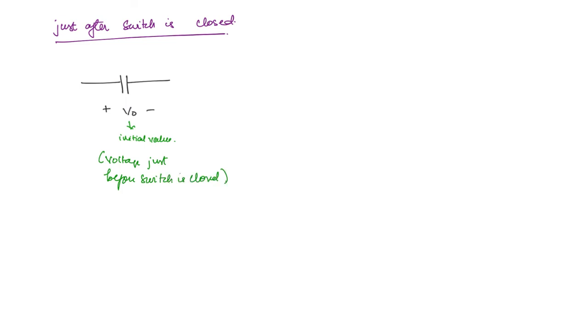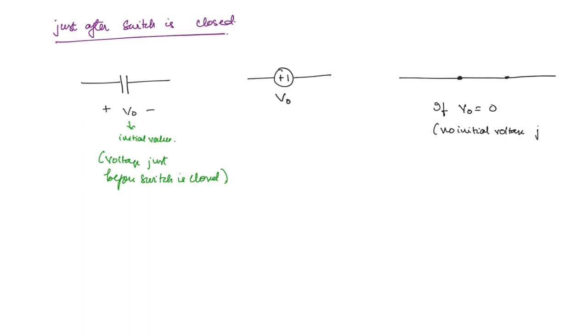Now how will this behave? Right after the switch is closed, it will behave like a voltage source. Remember that point, it is very important. So, it will behave like a voltage source which is giving a voltage V naught. Now, what if there is no initial value? Then it will behave like a short circuit. This is when V naught is equal to 0, that means no initial voltage just before the switch is closed. So, this is the case of capacitor.